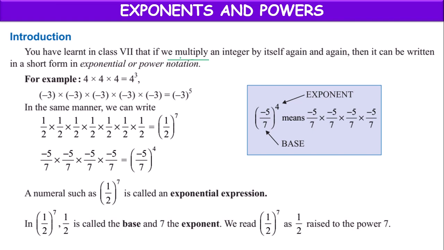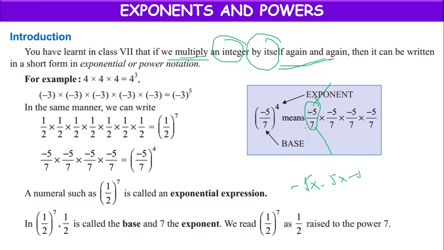If you multiply any integer by itself again and again, like this, minus 5 by 7. Actually, this is not an integer. It's a ratio of two integers. Minus 5 is an integer, 7 is an integer. It's a ratio of two integers. Or if you take only minus 5, it is an integer.